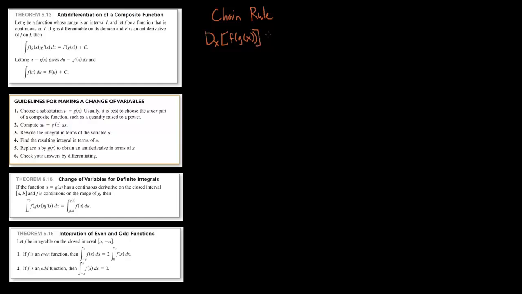All right, the chain rule said you take the derivative of your outside function. So here, f is the outside function and g is the inside function. So you take the derivative of your outside function, f prime, you evaluate it at your inside function, which is g, but then you multiply by the derivative of your inside function. So that is what the chain rule told us.